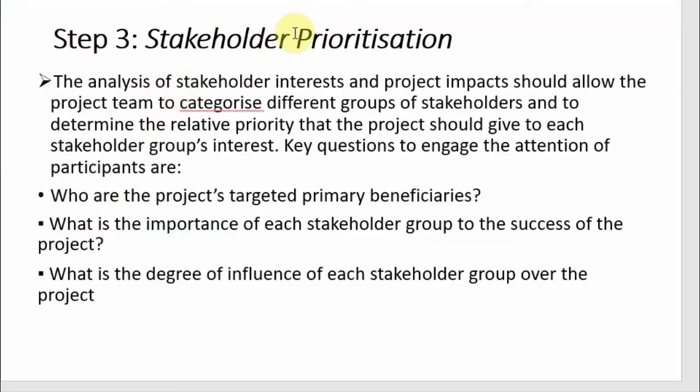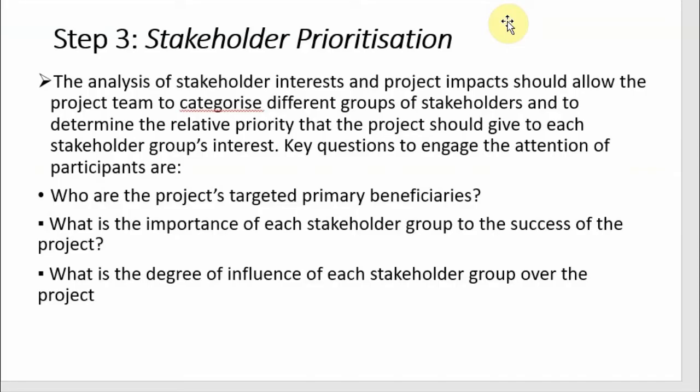Now the third step is stakeholder prioritization. The analysis of the stakeholders' interest and project impact should allow the project team to categorize different groups of stakeholders. So first of all, we have identified the stakeholders, and depending upon their interest and the project impact, we have categorized different stakeholders. Now, to determine the relative priority that the project should give to each stakeholder group's interest, you have to ask some more questions to the participants.